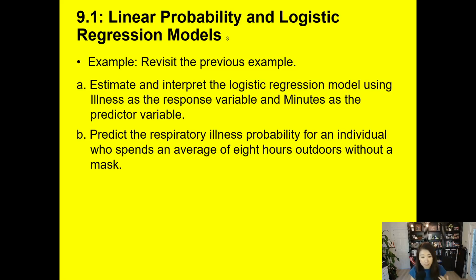Now let's revisit the problem we already saw in the last video. That is using the number of minutes people spend outdoors without a mask to predict their probability of getting respiratory illnesses. Here, like I said, I'm going to show you the result directly. We're focusing on how to interpret the result and how to predict. So first, estimate and interpret the logistic regression model using illnesses as the response variable and minutes as the predictor variable.